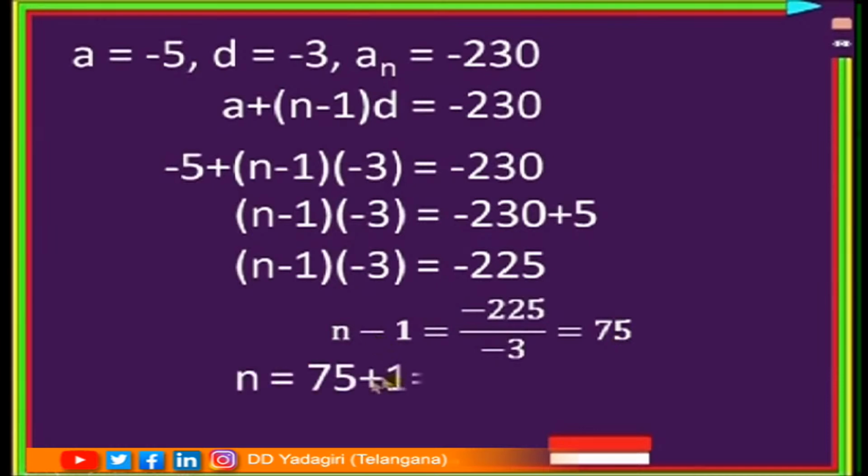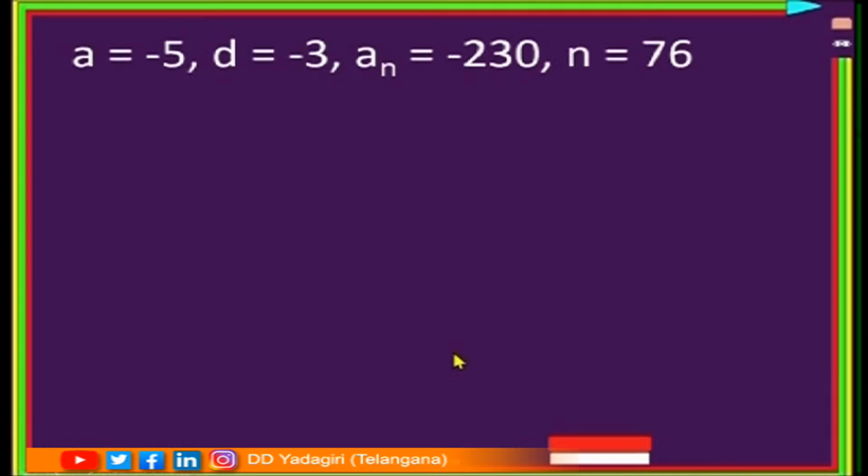Now what is n? n is equal to 75 plus 1. Minus 1 brought to the right hand side, you will get 75 plus 1, which is equal to 76. So we got n is equal to 76. That means in the given AP, the total number of terms is 76.